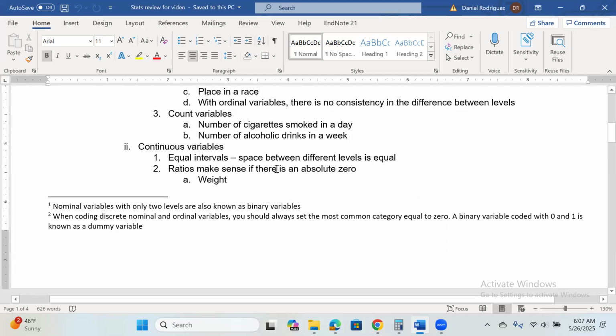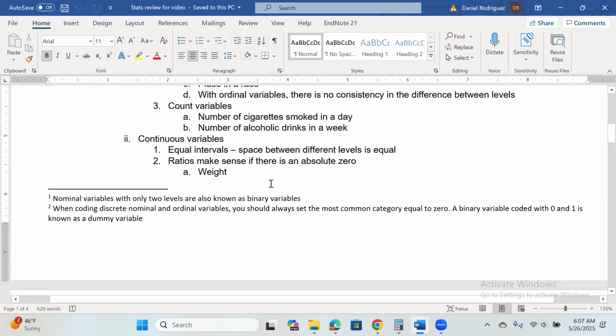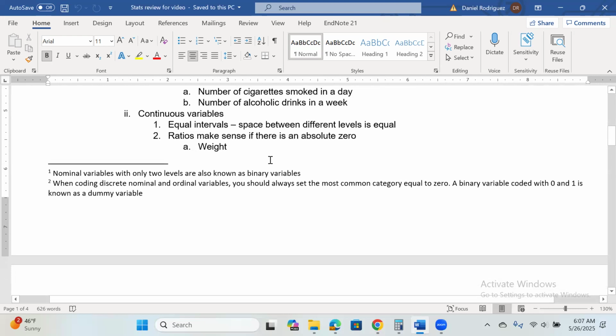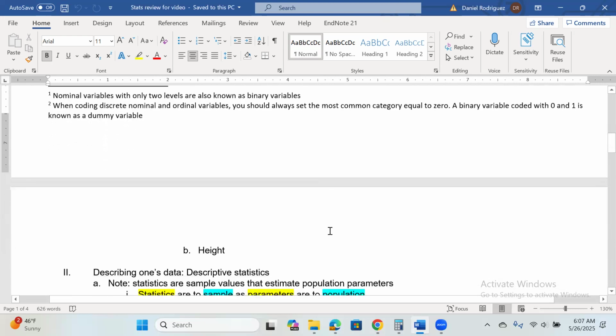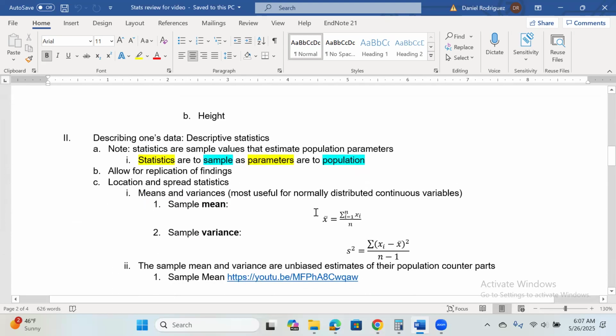Continuous variables have equal intervals, meaning the space between different levels is equal. So there's consistency there, right? Whereas with an ordinal variable, you don't have consistency. Like in a race, first and second could be differentiated by 1 second, and second and third by 5 seconds. So there's no consistency there. You also have ratios, and not all continuous variables have an absolute zero. If you have an absolute zero, ratios make sense. Like with weight, somebody who's 100 pounds is twice that of somebody who's 50 pounds, but that's because there's an absolute zero.